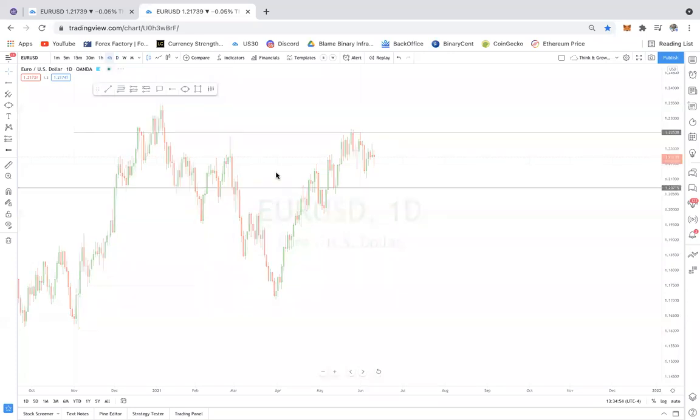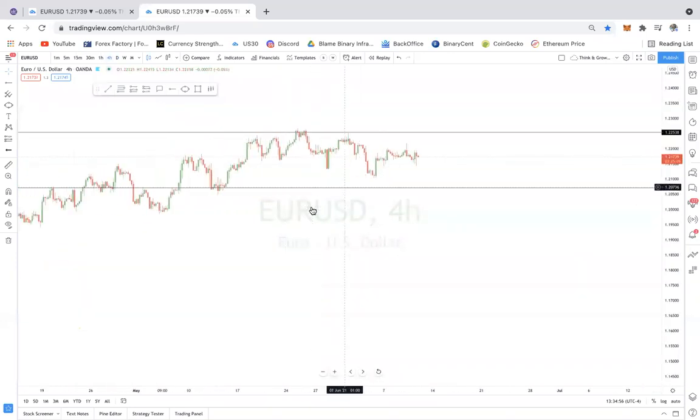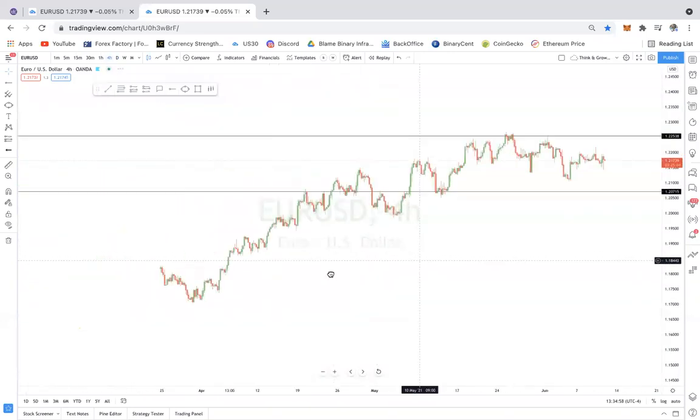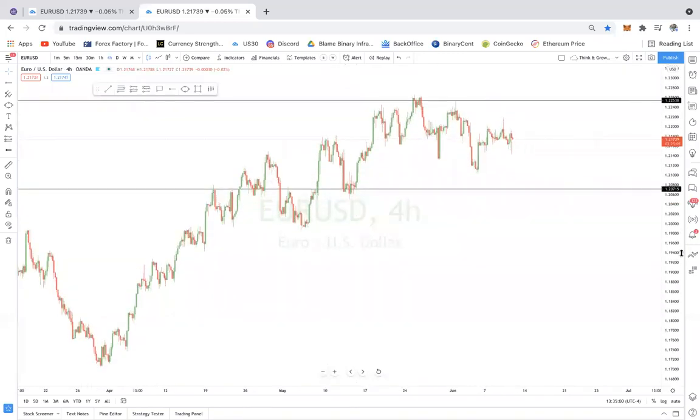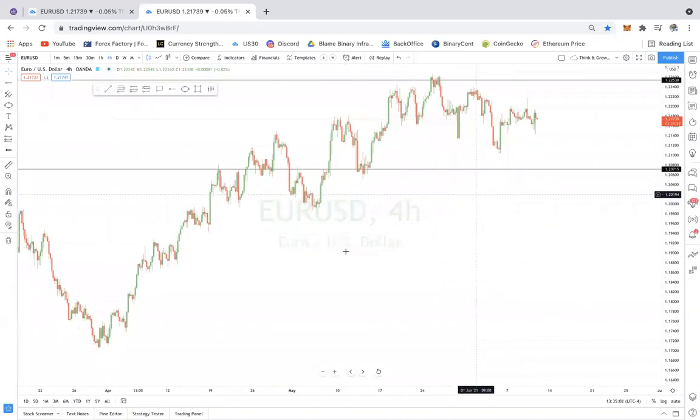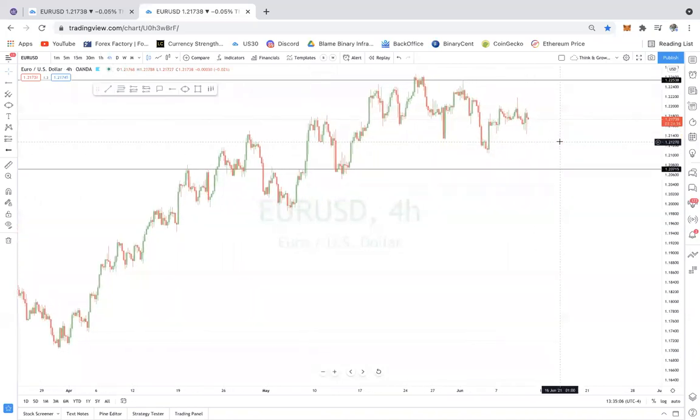Now we need the trend, right? Where's the market trending? Where's the market going? And how do we do this? Very simple. All right, we go from the bottom to the top. So let's take a look at this real quick.